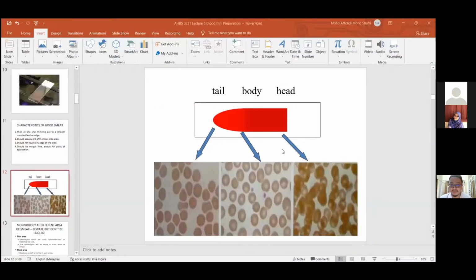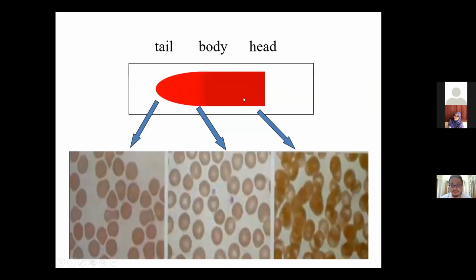Okay, so we were at this slide before the break. I mentioned the components of the blood smear: the tail, body, and also the head. This is the right slide. If we view under the microscope, these are the kinds of cells we will see. At the head area, where it is thickest, the cells will be overlapping. At the body area, this is the normal blood smear. At the tail, there is a lot of blank area.